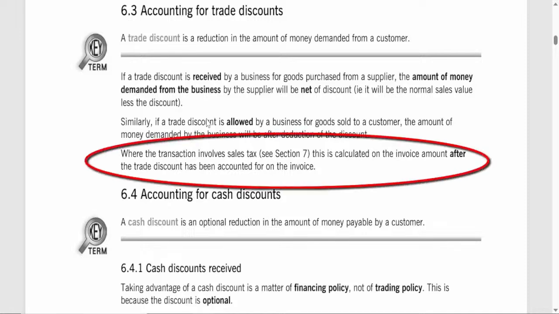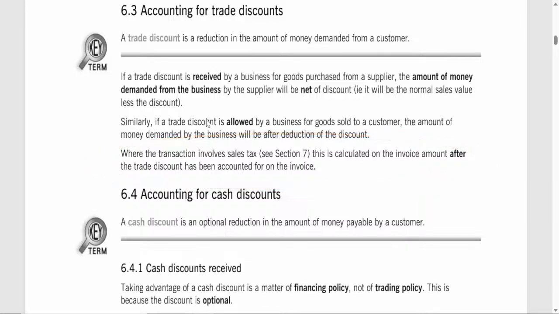3. Calculating sales tax with trade discounts. If the sale is subject to sales tax, the tax amount is calculated on the discounted price. This means that the trade discount is deducted first, and only then is sales tax applied to the reduced price. For instance, if goods worth $1,000 are sold with a 10% trade discount and a sales tax of 5%, the discount would first reduce the price to $900. The 5% sales tax would then be calculated on this $900.